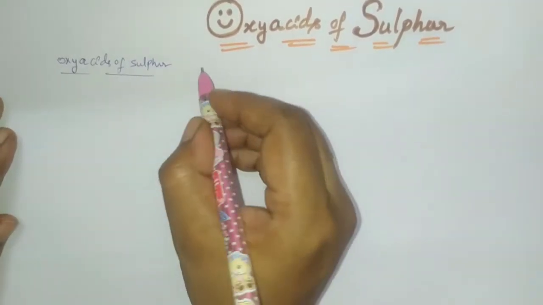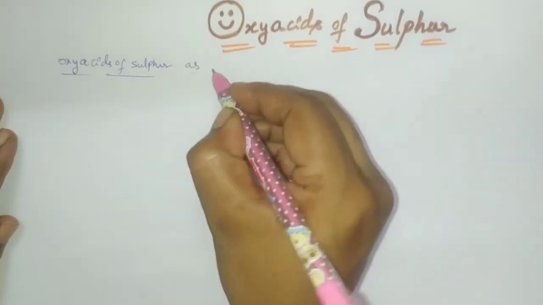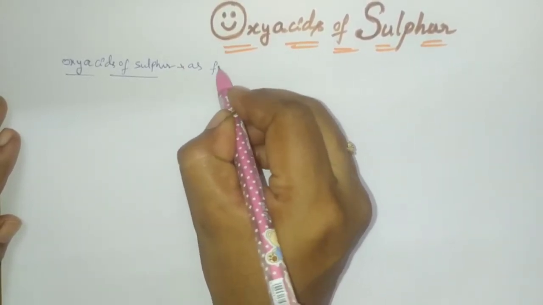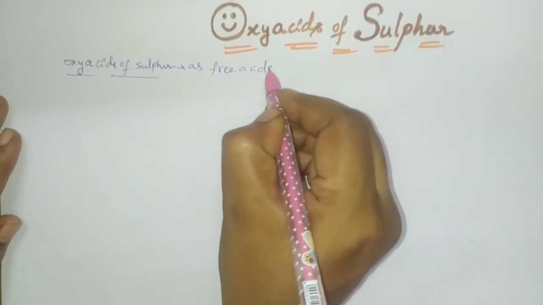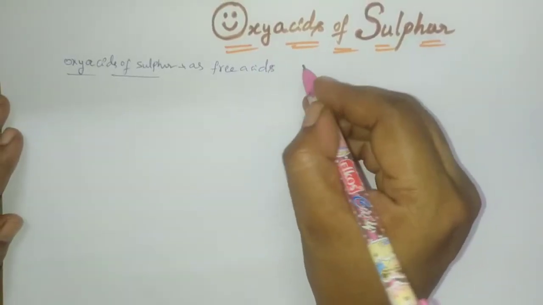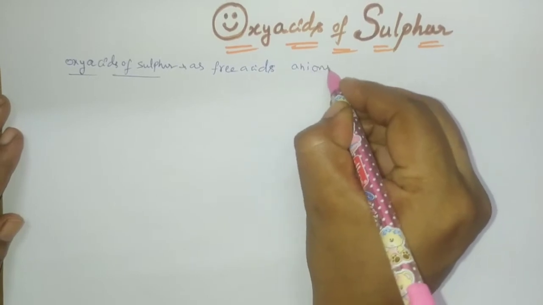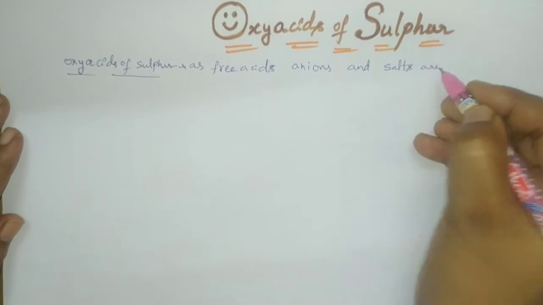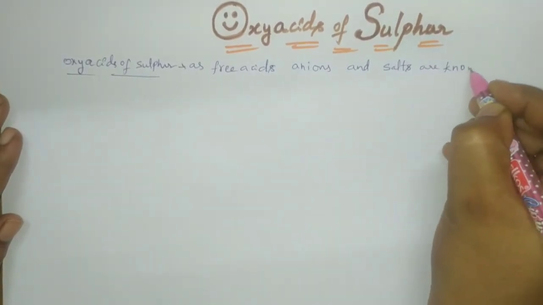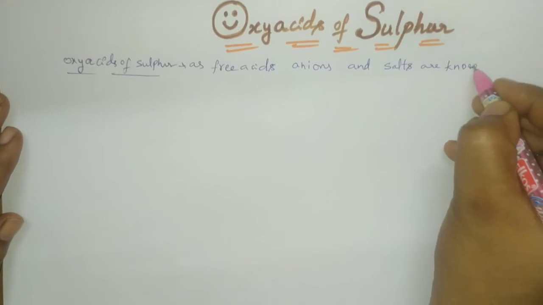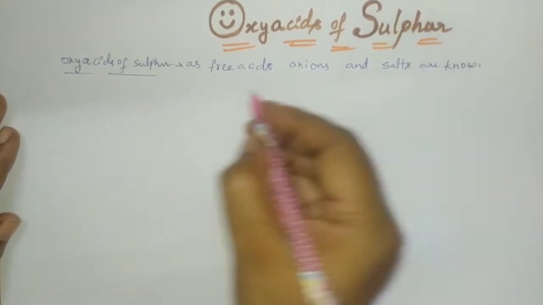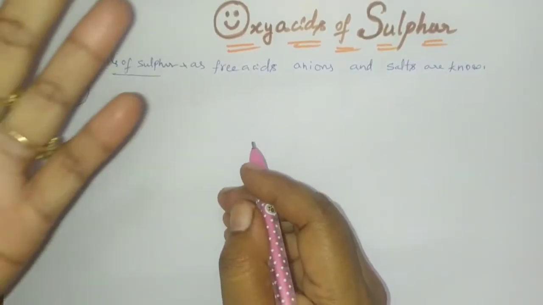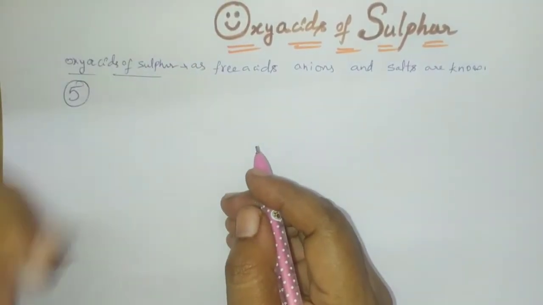They do not exist as free acids. These are not just like normal acids, as free acids. But their anions and salts are known. Okay. So these are mainly divided into 5 types. Oxyacids are 5 types.